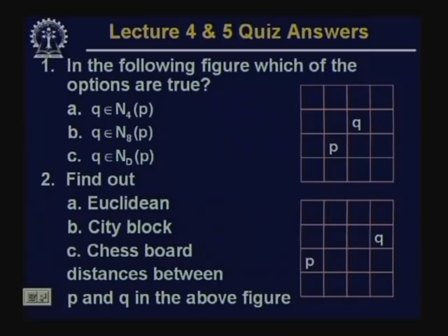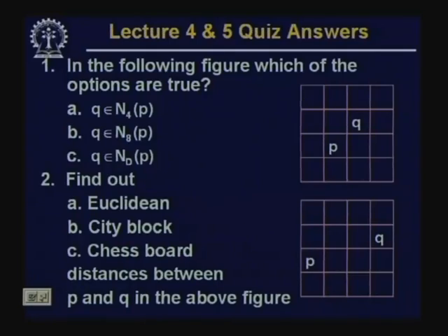And we have said that all the 8 points around point P form the 8 neighbors of point P. So, in this particular case, the point Q, which is a diagonal neighbor of point P, is also one of the 8 neighbors of point P. So, the options B, that is Q belongs to N8P and Q belonging to NDP, both these options are true, whereas the option A, that Q belongs to N4P, is wrong.